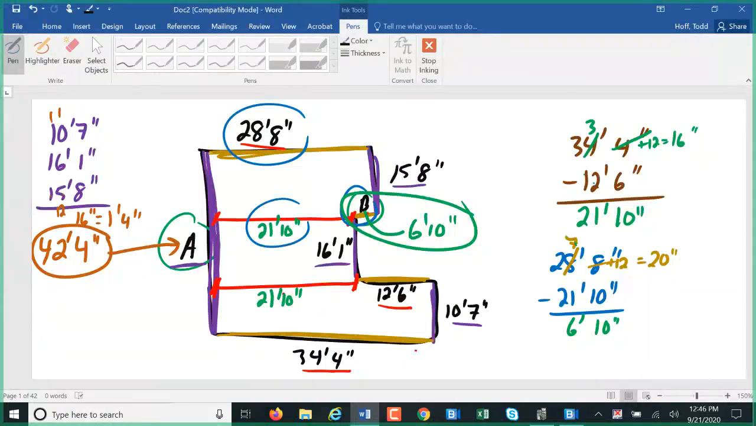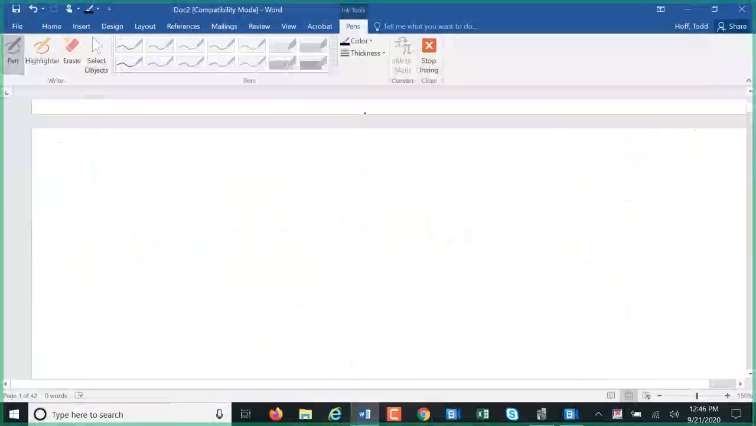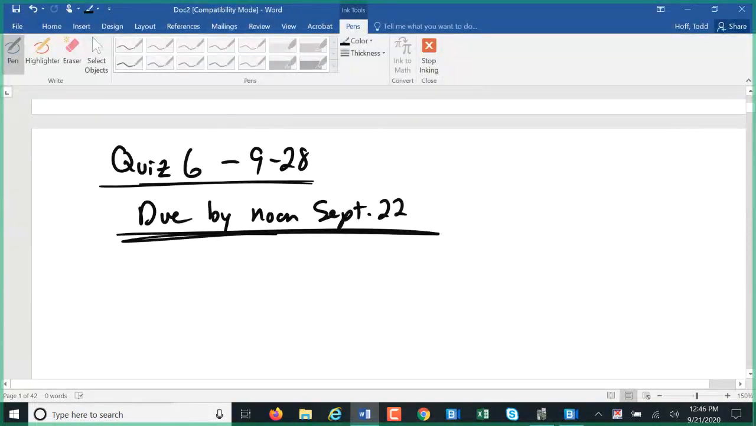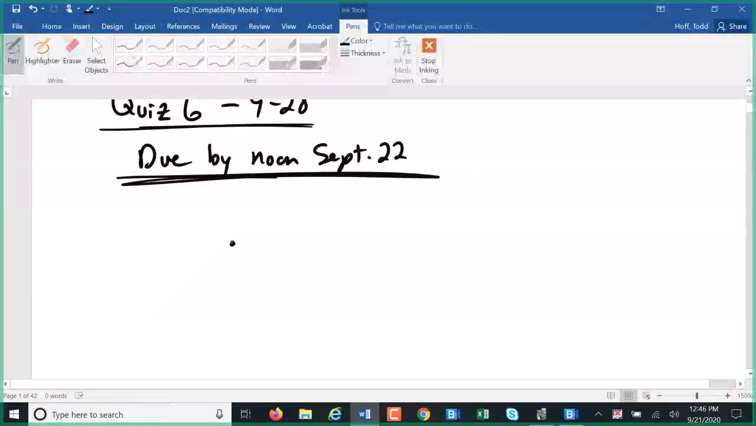Okay, well, there is a quiz out there for today. It's quiz 6, also labeled 9-28. That is due by noon tomorrow, so it'll be September 22nd. Now, because this is on the computer screen, there are 2 items on the quiz that you're asked to measure. One is measuring just the length of a line, and the other is measuring the diameter of a circle.